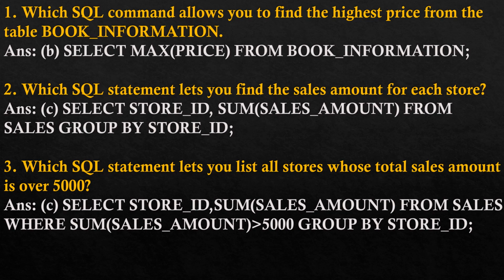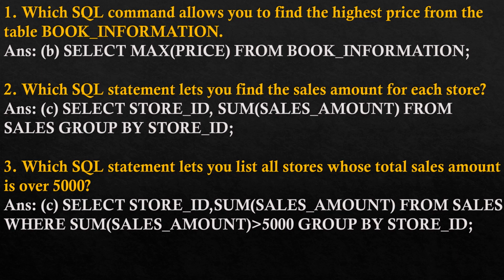Next one is which SQL statement lets you find the sales amount for each store. Now the correct option is option C, that is select store ID, comma, sum of sales amount from sales group by store ID.